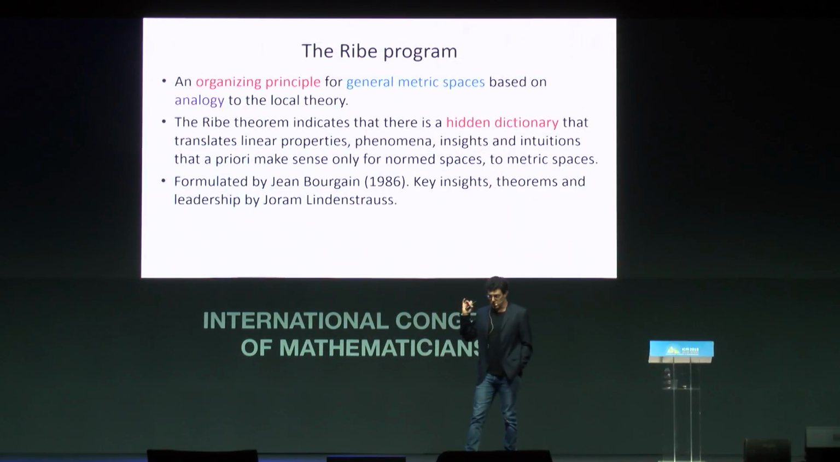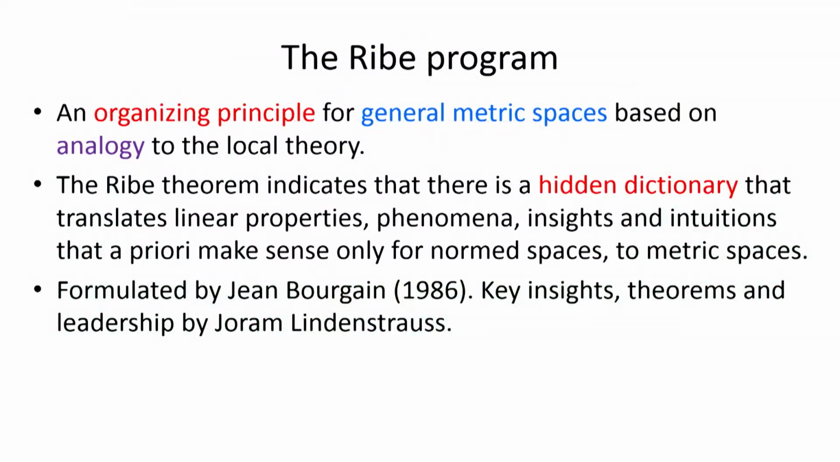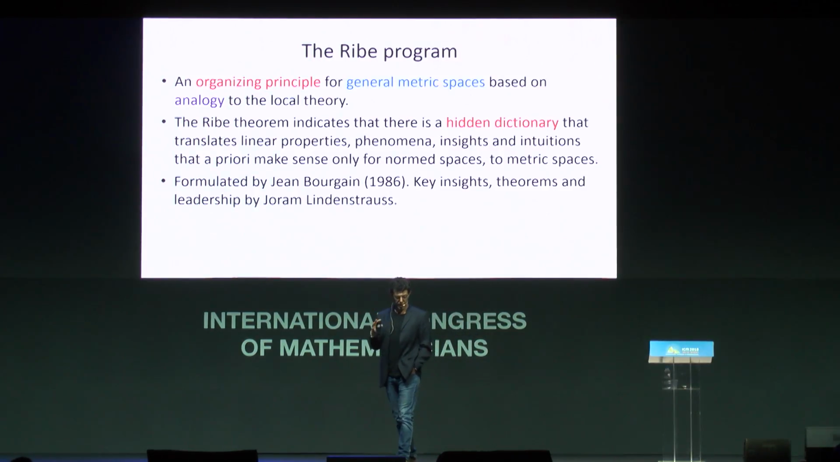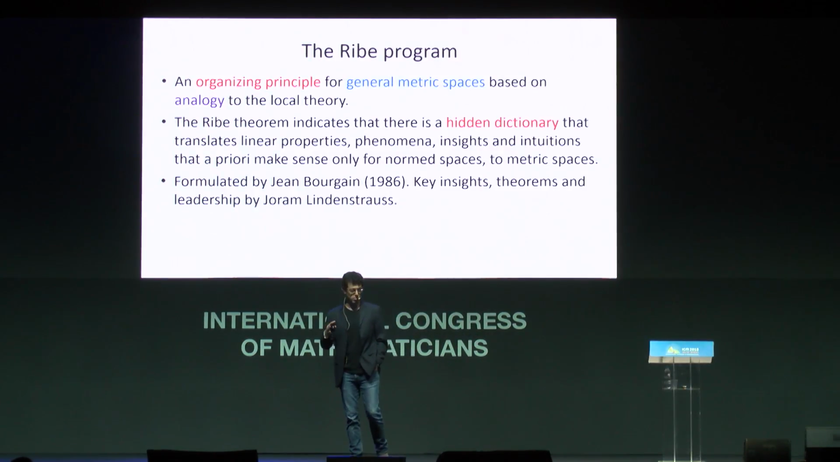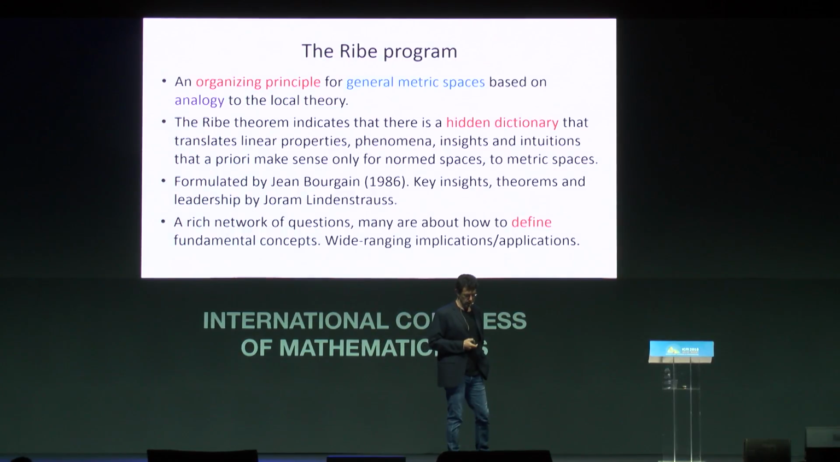So formulated in this way, here is what we should do, given Ribe's theorem and the suggestions and concrete problems. This was introduced in the mid-'80s by Bourgain. In the decade in between, and also before Ribe's work, a lot of the leadership was due to the late Yoram Lindenstrauss. So this is a rich network of questions.